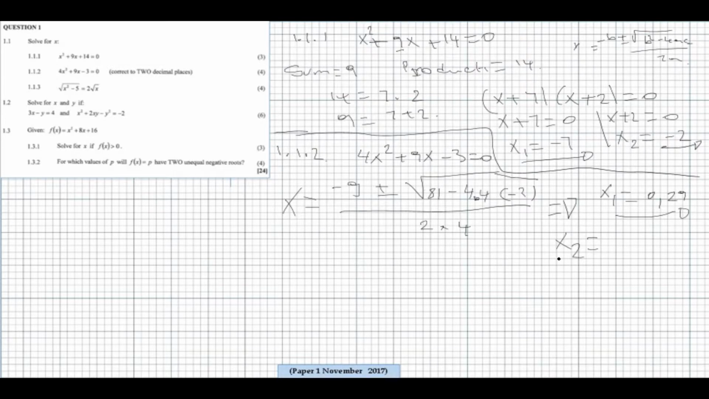So if I use the negative sign, I end up with x2, which is negative 2.54. So that is question 1.1.2.